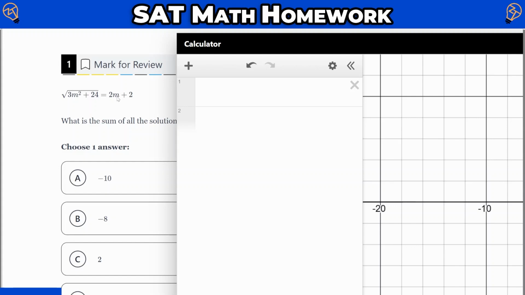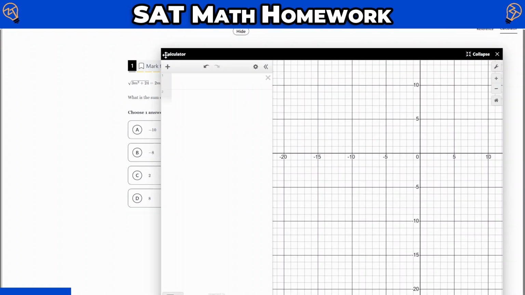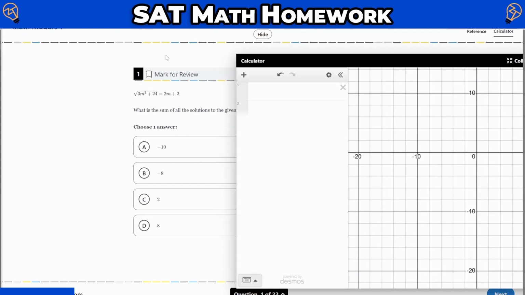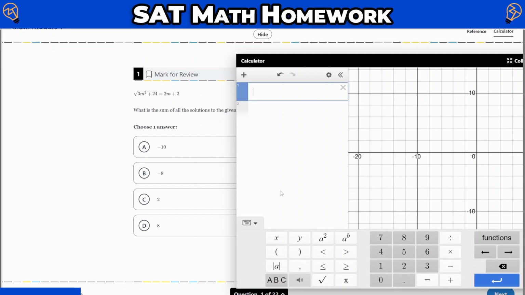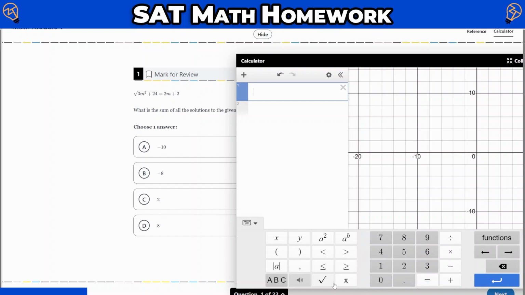So let me go ahead and zoom out a little bit here. I'm using my touch screen, but you could just press Control minus or Control plus to zoom in, and Control zero is back to just the normal viewing window. So let's say I go ahead and try to type these in. You could use the keyboard that's down here in order to do the square root, which is down here. And then we'll do 3. Remember, you're going to use x as your variable, squared plus 24. And we'll go over here, and then we'll just type in the right side, so 2x plus 2.